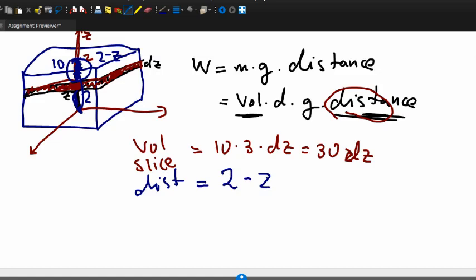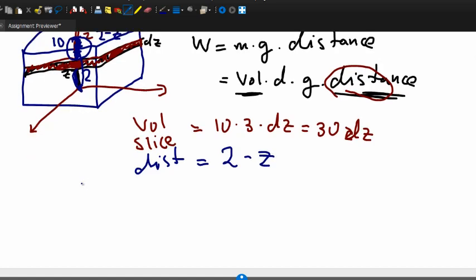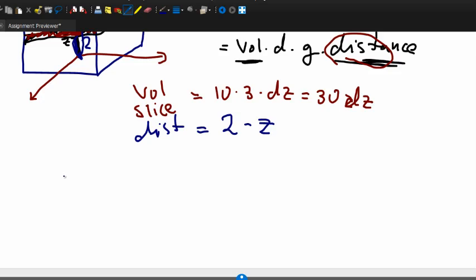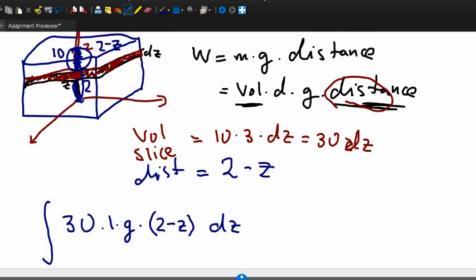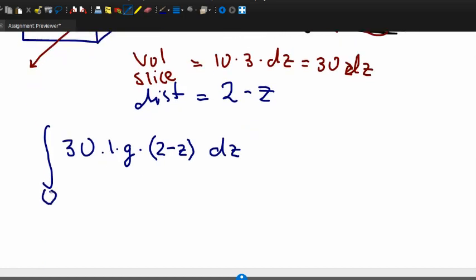So the distance will be 2 minus z. Now, when I combine all these things, I can find how much work is needed for this slice. I need 30 dz times density, which is 1, times g, I will keep that as it is, and distance. What is distance? 2 minus z. Okay, this is how much work is needed for a slice, and to find the work for the entire tank, I have to integrate this expression from where to where? From the starting point, the smallest value for z is 0, and the largest value is the top of the tank, which is 2, right?